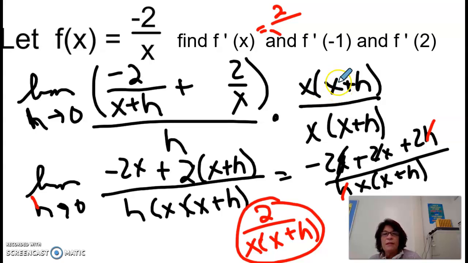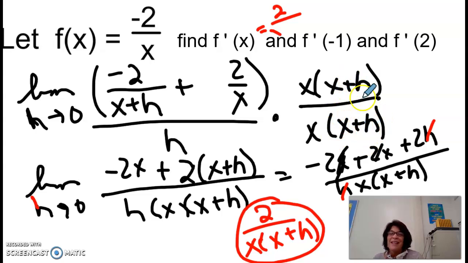Okay, so we were taking the limit as h approaches 0 of f of x plus h. So I put x plus h in for x there, minus f of x. It was minus a negative, so that's why we have plus there. We got rid of the denominators by multiplying by the common denominator, which is x plus h over x plus h.